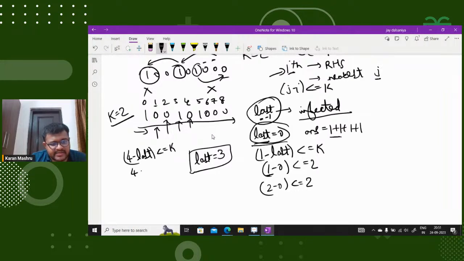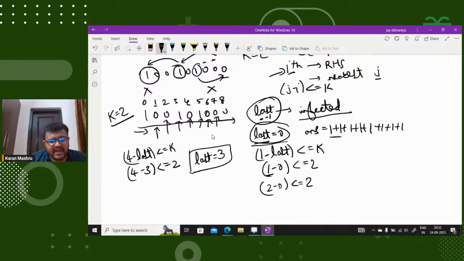Now what is last? It is index 3. 3 was the last encountered index which was infected. Is this less than equal to 2? Yes. So 4 can also be infected. So I'll do +1. Okay. Similarly, I'll go to 5, 6 and 7. All these will be infected. So my answer will basically become 8.